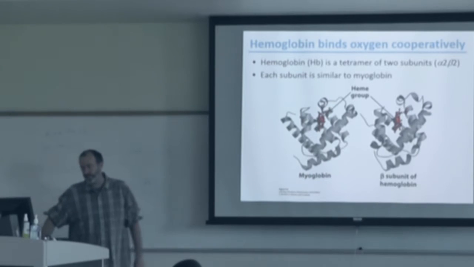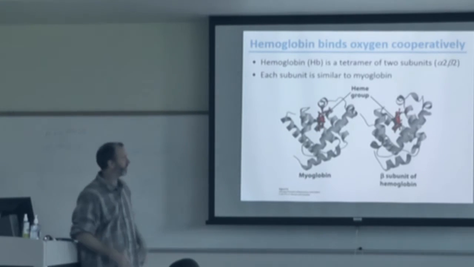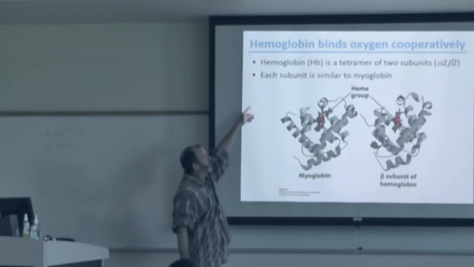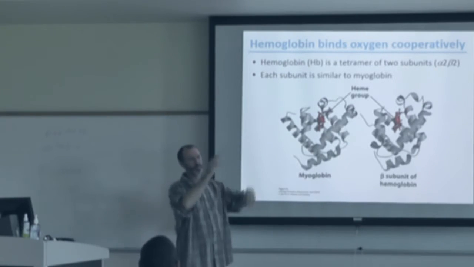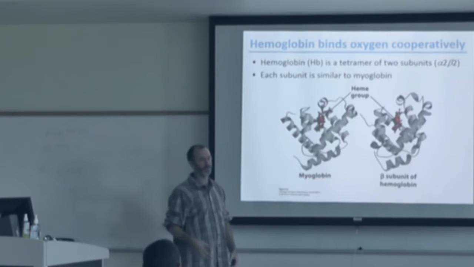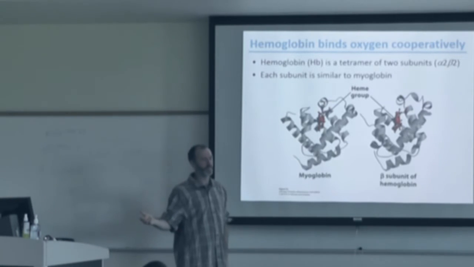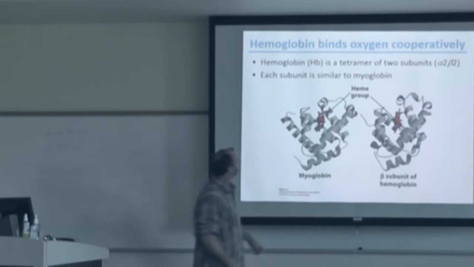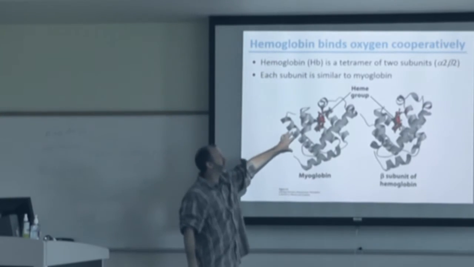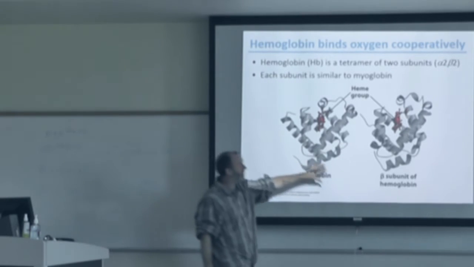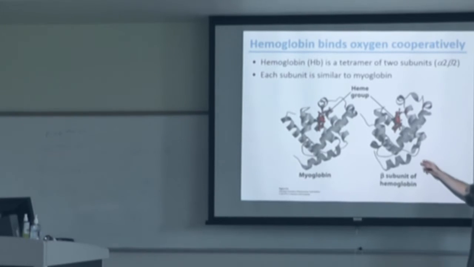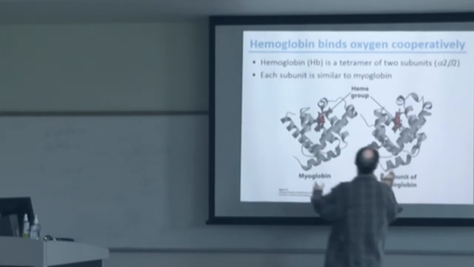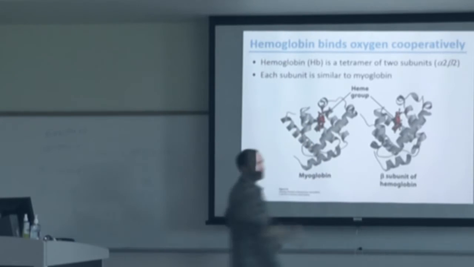So hemoglobin is a tetramer, meaning it has four subunits, two of each. There's alpha 2 and beta 2, is typically what you see, and then there are all kinds of mutant subunits that you might have in certain mutations, like sickle cell is one of the mutant subunits. But each subunit has a similar shape to myoglobin. This is myoglobin, here's your beta subunit of hemoglobin, and they have very similar structures. There's a heme group, and they have this almost heart-shaped structure.